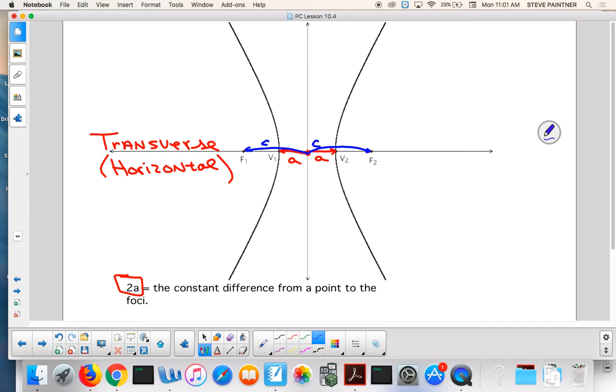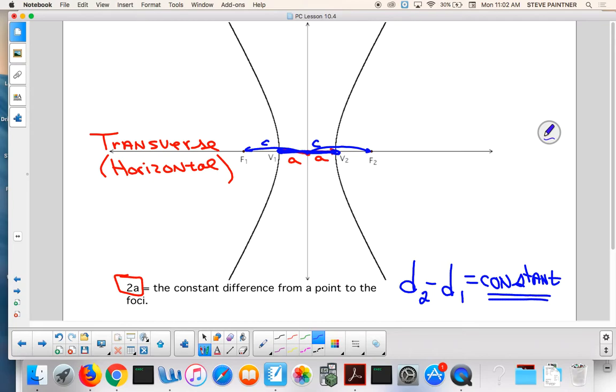It says here the constant difference from a point to the foci. So what they're saying here is this. If you take D2 minus D1, you always get this number. It's always constant. Okay. But that constant number is always going to be equal to 2a. What is 2a? From here, that's a, to here, that's a. So this is 2a. So the constant is always going to be vertex to vertex, 2a.